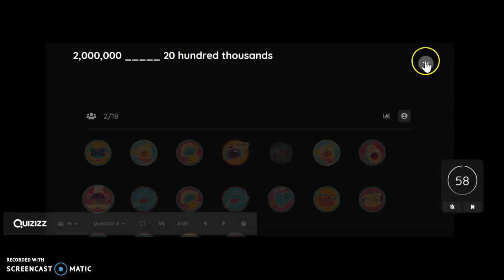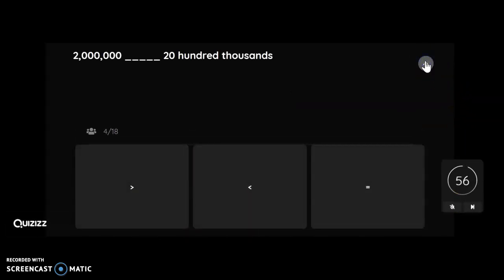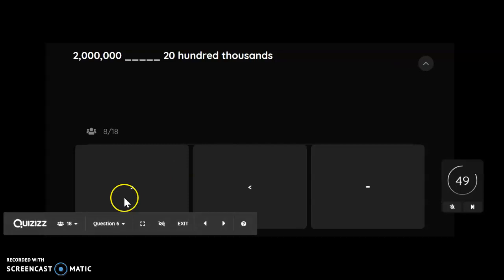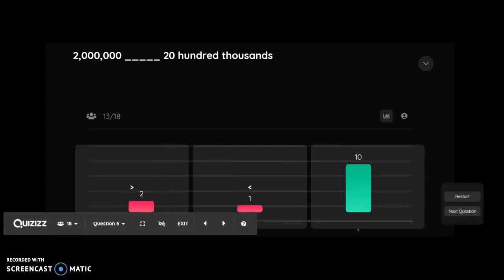Next question. You have 2,000,000 and 20,000,000. Think very carefully about the value of 20,000,000. And the correct answer is equal. 2,000,000 is equal to 20,000,000. If you had 20,000,000, you could regroup those by making 2 groups of 10, which would move over and become 2,000,000. All right, the next question.